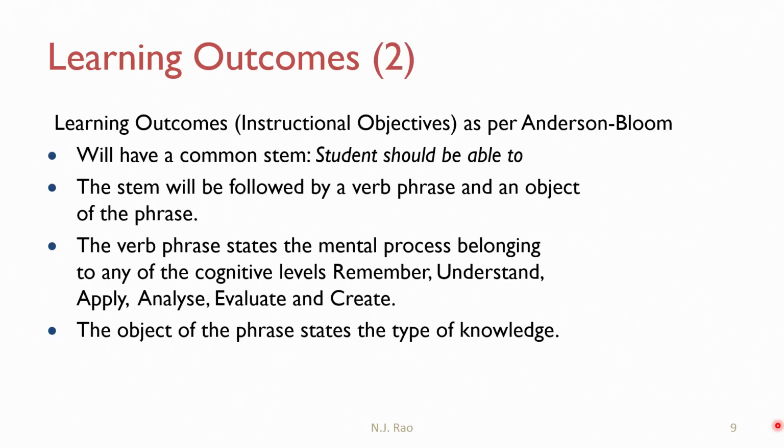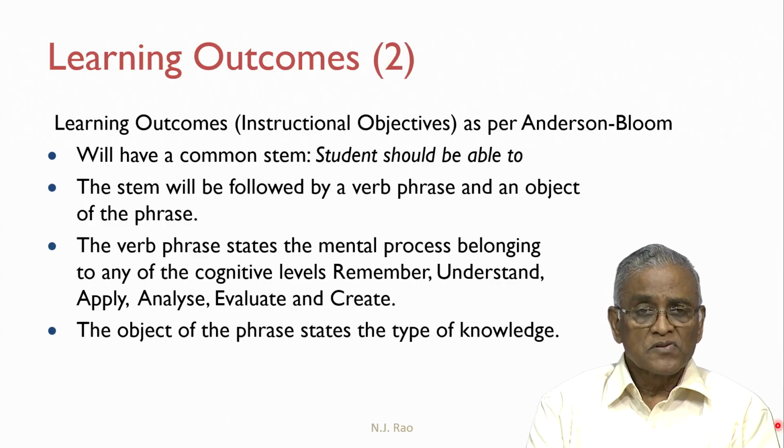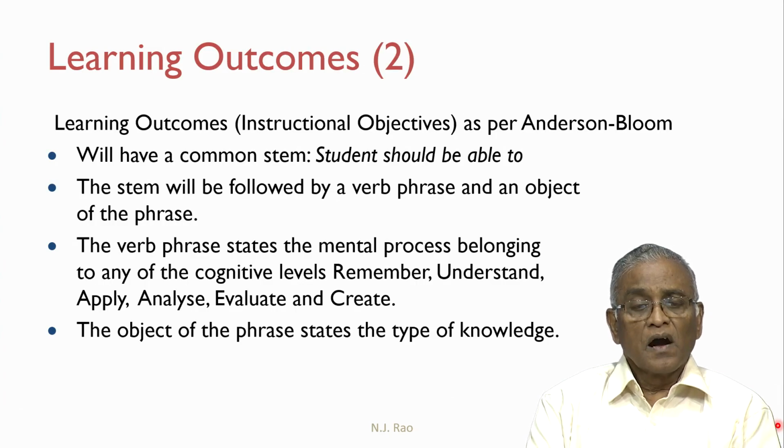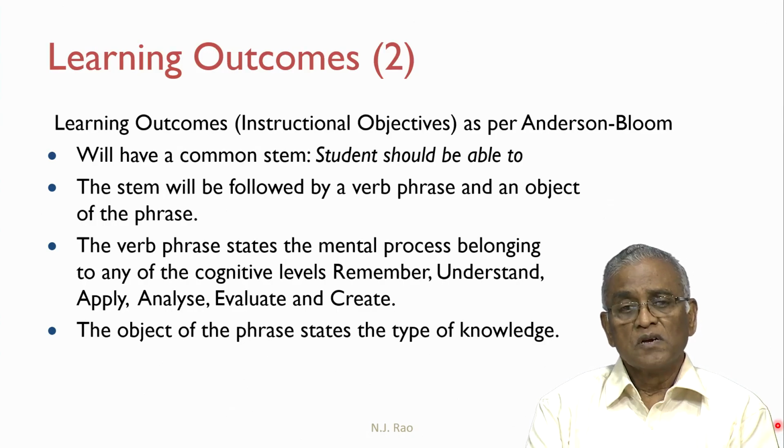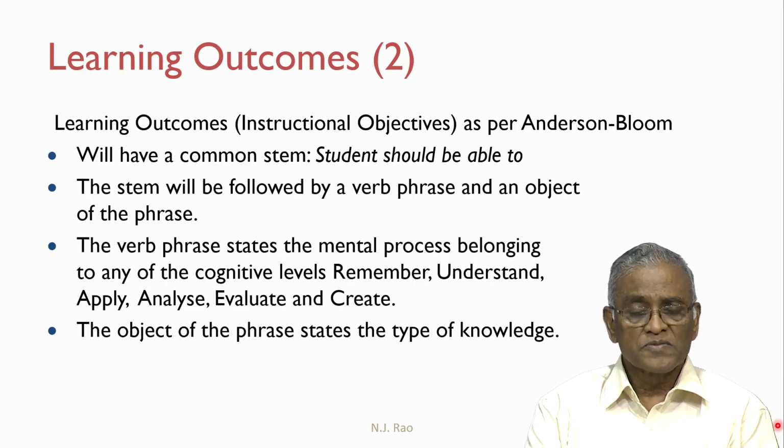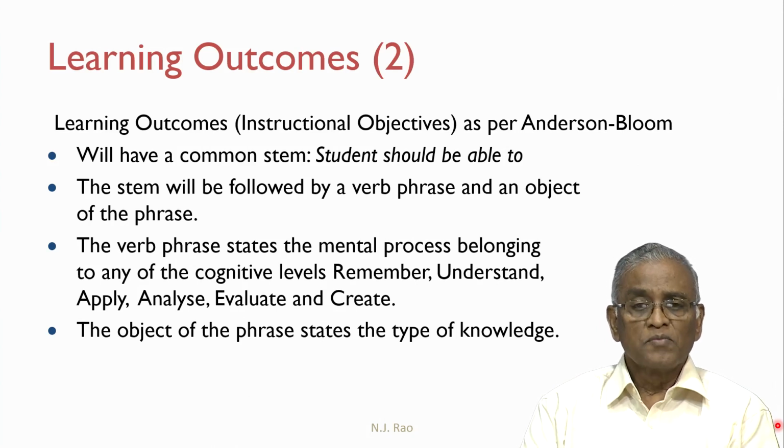Okay. And now comes, as per Anderson and Bloom, they provided 3 aspects. They say any course outcome or any learning outcome will have a common stem: Student should be able to. Actually, you do not have to write that stem in front of every course outcome statement. If you write "Student should be able to" at the top and write the course outcomes below, that should be adequate. One can combinedly read any outcome with student should be able to do something.